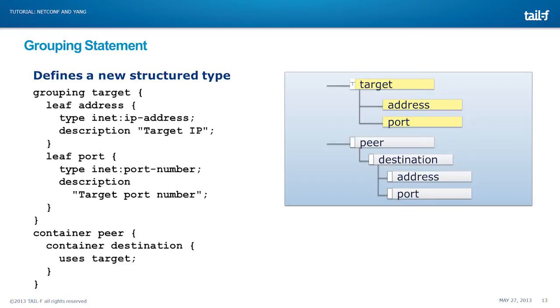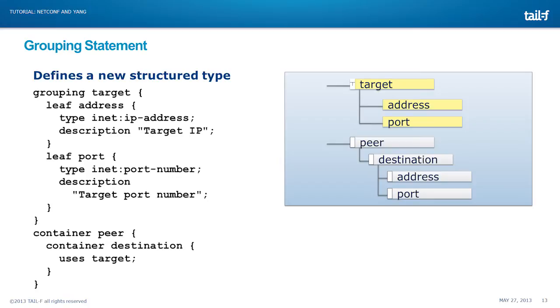Here, we see that the types are ip-address and port-number that come in from some module we've imported previously and given the prefix of inet, and hence the use of inet: there. After that grouping definition, we see below it use of that actual grouping. We have a couple of Yang containers and then uses target.